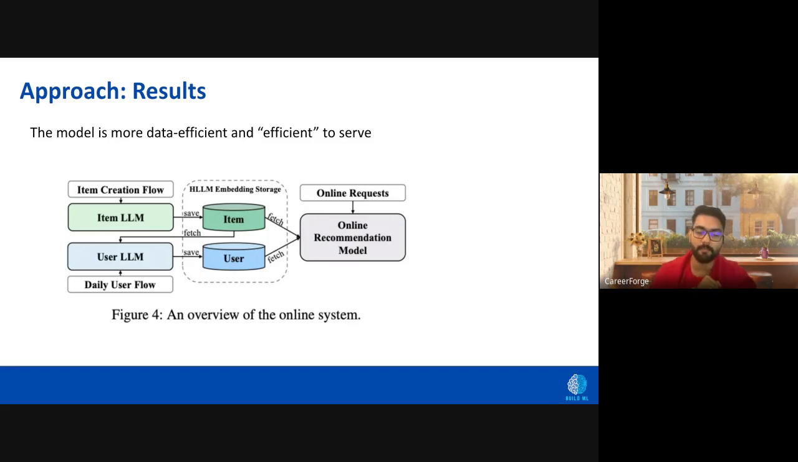Next is the user LLM. What they're saying is you take the user interaction history at the start of every day, and you pass it through the user LLM to create the set of items that the user could interact with, or you create the user item embedding, and you store both of these in something like a DB or a vector DB. During the online recommendation, the only thing you want to do is fetch the item, fetch the user, and make a recommendation of what the user will actually like.